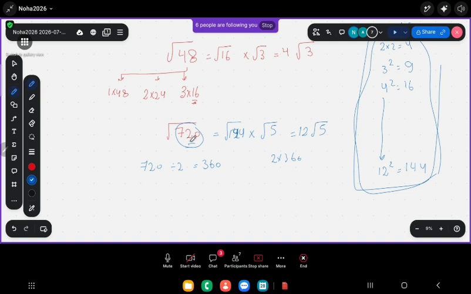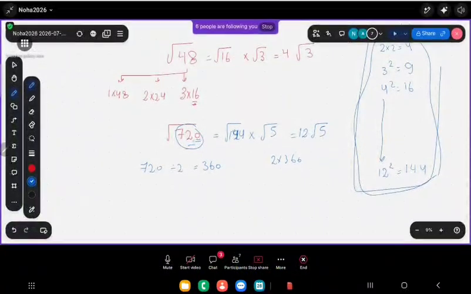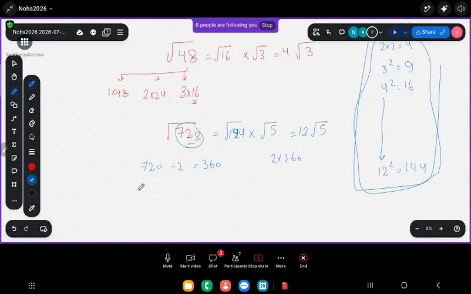Okay, I can split it by 5. Yeah, you can imagine whether it divides by 5 or not, because it ends with 0. So 720 divided by 5 will give you 144.